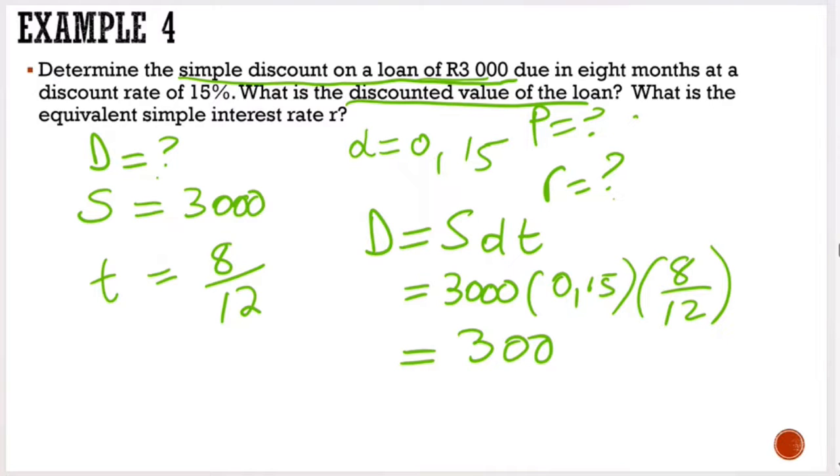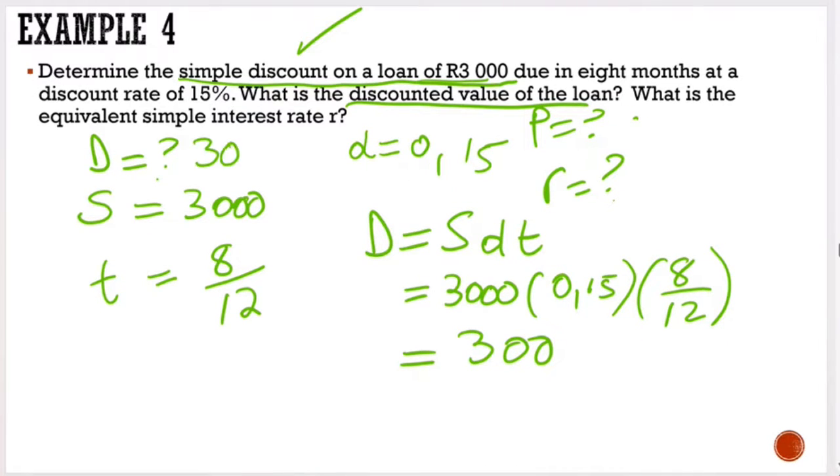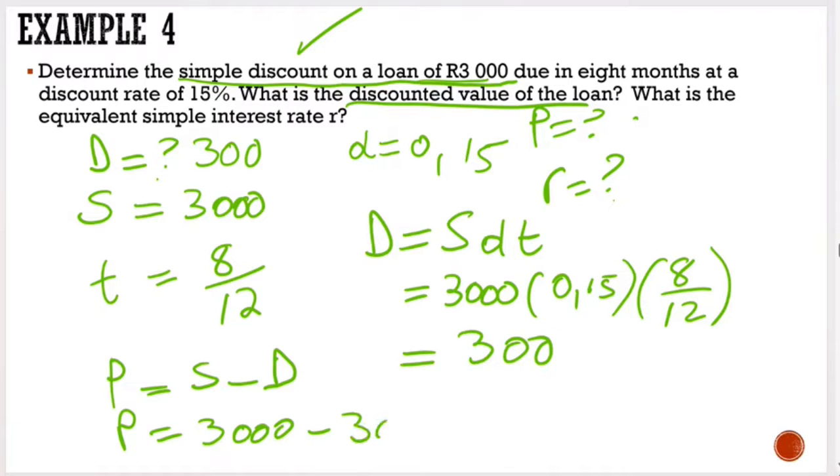So now you've got your D. Your D is equal to 300. What else do you need to calculate? You need to calculate your P. Go to your formula sheet and check, can I calculate my P from the formulas that are here? Yes, there is another formula which is saying my P is equal to my S minus D. Okay, I don't know my P, but I know my S, and I've just calculated my D. Okay, this implies that this is 2,700. Now I've got my P is 2,700.